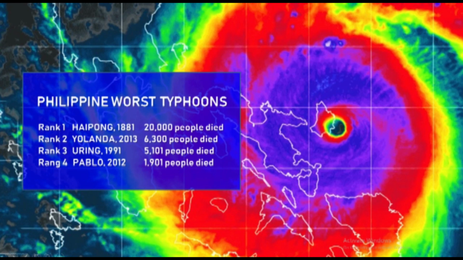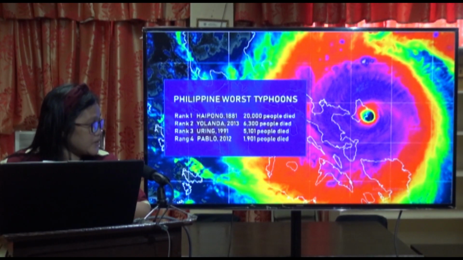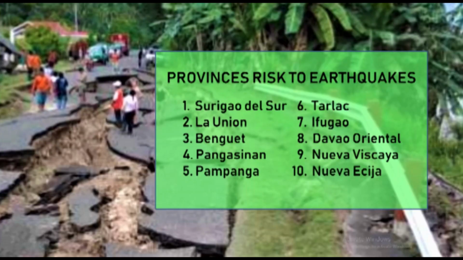So number 3 rank is Uring, which is in 1991, 5,101 people died, and rank number 4 is Pablo, which is in 2012, 1,901 people died.